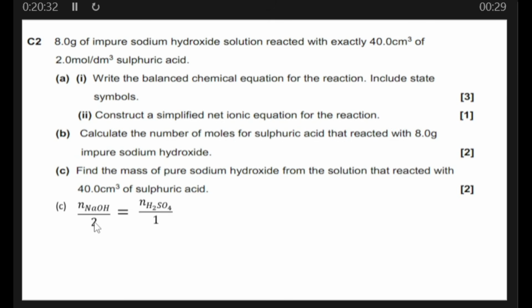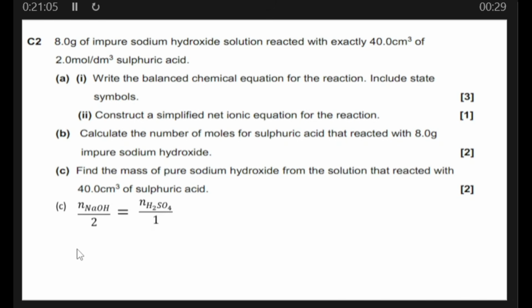Where are these coming from? That equation, in front of sodium hydroxide there was 2, in front of sulfuric acid there was nothing, that means there was 1. So this is read as number of moles of sodium hydroxide over the stoichiometric mole ratio. Then number of moles of what? Of sulfuric acid over 1, which is the stoichiometric mole ratio in the balanced equation.